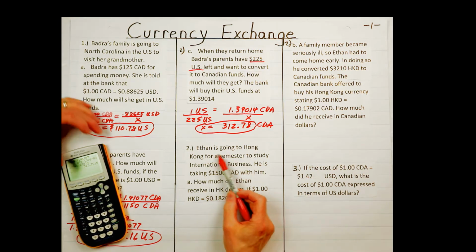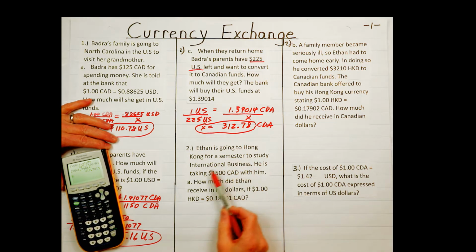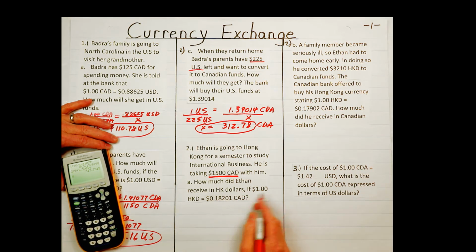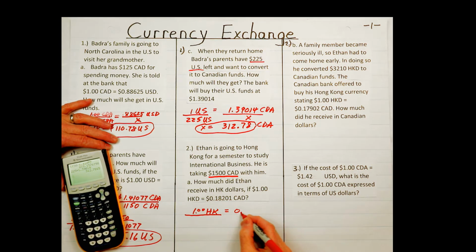Okay, number 2. Ethan is going to Hong Kong for a semester to study international business. He's taking $1,500 Canadian with him. How much did Ethan receive in Hong Kong dollars if $1 Hong Kong is equal to 0.18201 Canadian dollars?